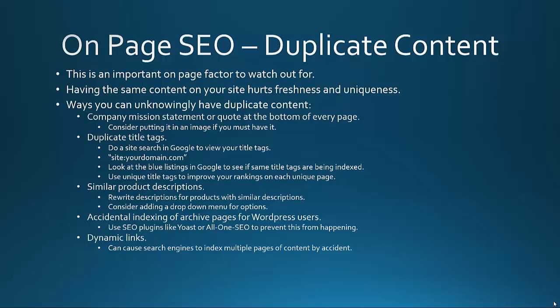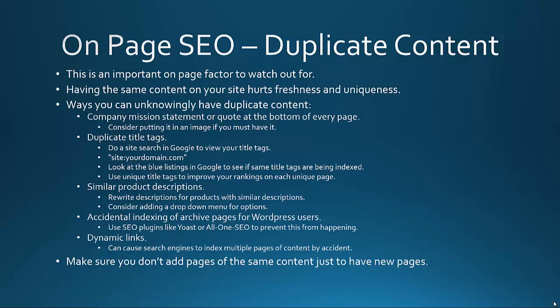What will happen with dynamic links, and we'll talk about them later on, is they will actually create unique URLs, I should say, with the same content on them. So if you're using dynamic links, you need to watch out for that as well, to make sure the same page you have isn't being indexed 5 different times with the same content. Another thing, again, is utilizing plugins to prevent the accidental indexing of archive pages.